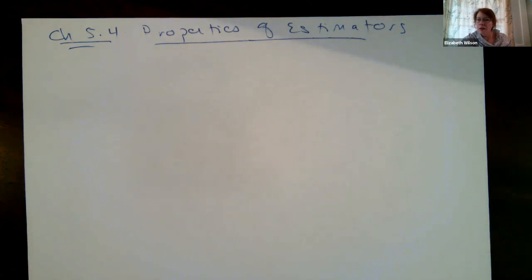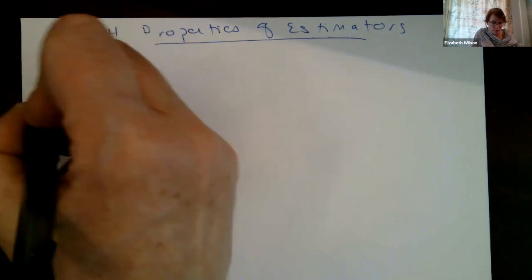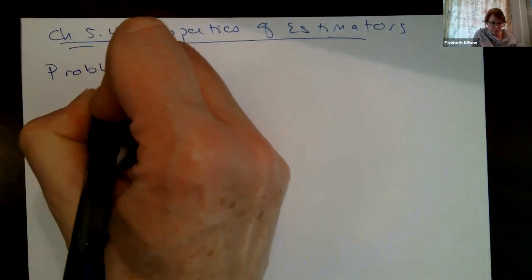Okay, so the problem that happens is because our estimate is based on our sample set, we don't know if our estimate is going to be a good estimate. Is it close to the actual true mean or true variance, or is it pretty far away? So we're going to want to talk about what that means in terms of biased or unbiased estimators. Okay, let's write down what our problem is.